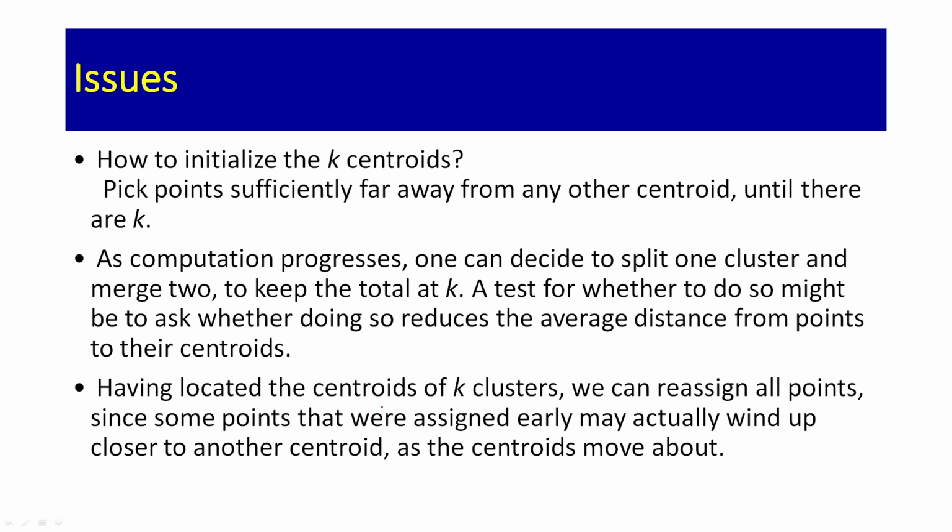So, K is first assumed. In the example, K was 2, but K can be 3 also, right. A test of whether to do it or not, that is the biggest question. Having located the centroids of K clusters, we can reassign all points, since some points that were assigned early may actually wind up closer to another centroid. That is probably one way of taking care of this.